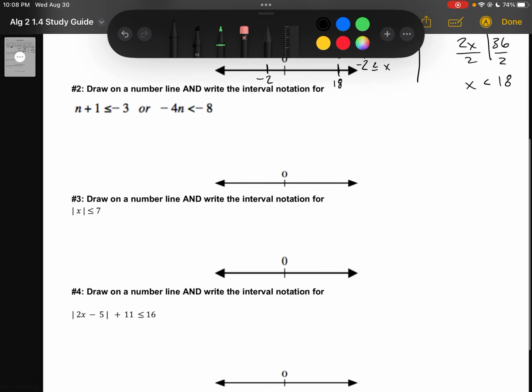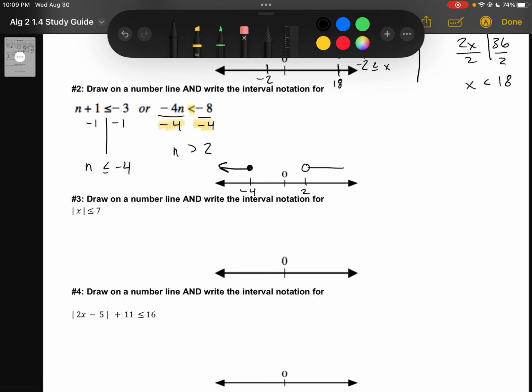Nice thing about number 2, it's an OR interval, but they have it separated for you already, so that saves you a little bit of time. So we have negative 4, and we are less than or equal to negative 4. And then for our next one, dividing by negative 4. So remember, if we are dividing by a negative number on both sides, this is when we flip our sign. So we will see that our sign goes the opposite direction.